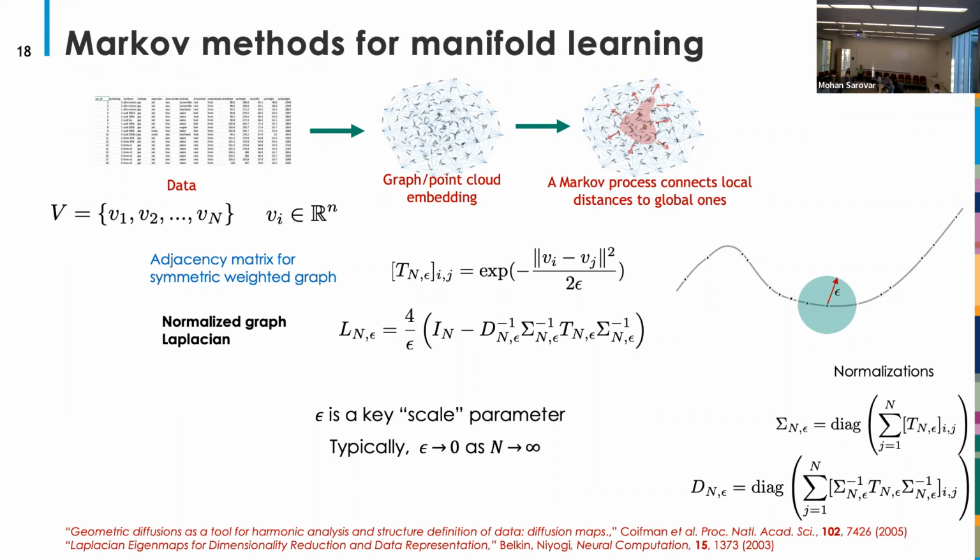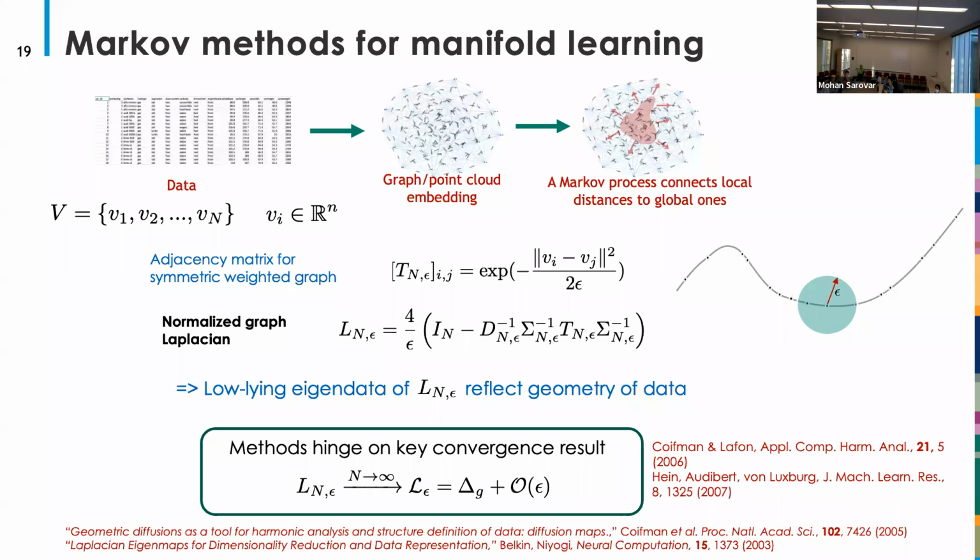Okay. So given this graph Laplacian, what you essentially do is you look at the spectrum of this quantity, and the reason you do that is that all of this technique relies on this key convergence result, which says that this Ln epsilon, this graph Laplacian matrix that you constructed, in the limit of infinite data, converges to the true Laplacian operator on the manifold. So delta G is the Laplace-Beltrami, the Laplacian operator on the manifold, plus some order epsilon error. This is the reason that by looking at the spectrum of this matrix, you can get at geometry, because the eigenvectors of the Laplacian tell you about the geometry, right?